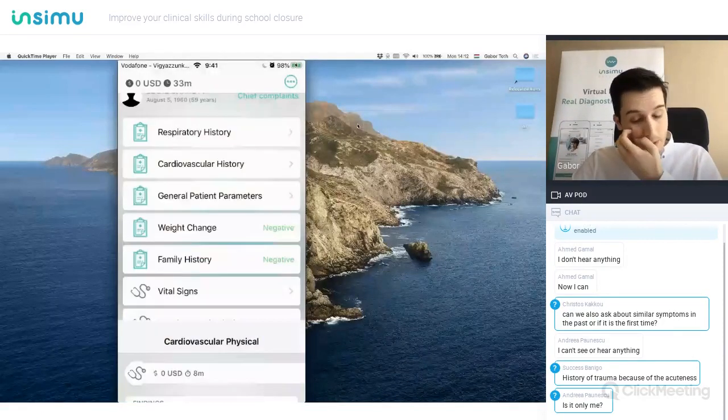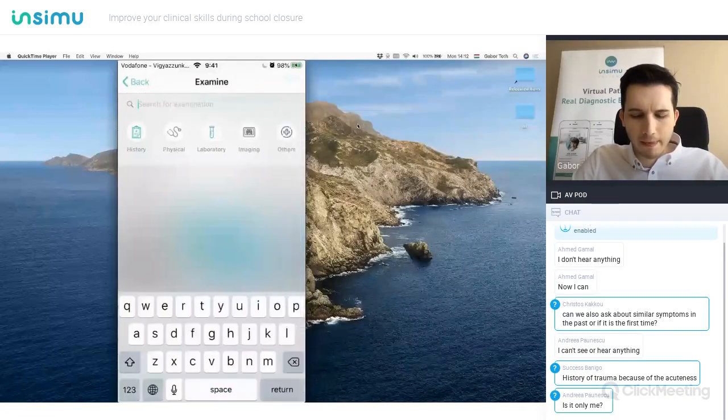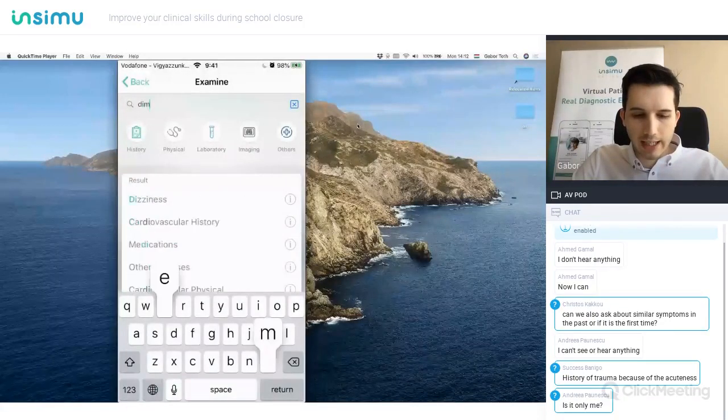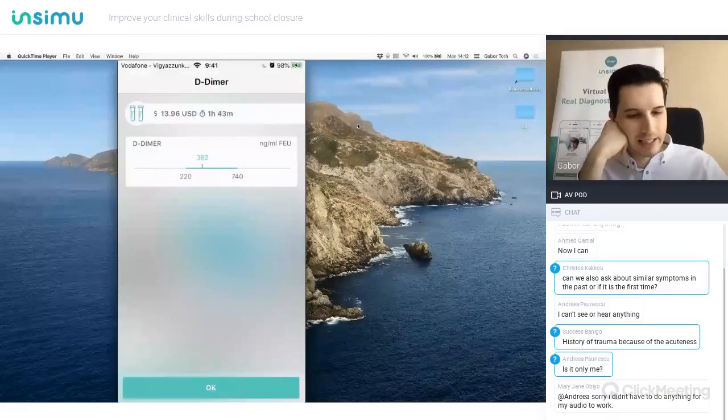Well, I would also be interested, if it's a very acute case and it's an older patient, I want to rule out thrombosis and pulmonary embolism as well. So I would order a lab test for that. D-dimer is one for that. So I just search on that. So we have D-dimer. Well, it is completely normal, so it might be that it excludes that.